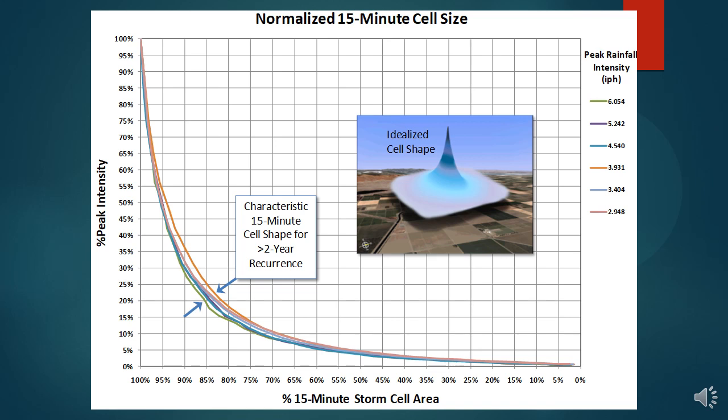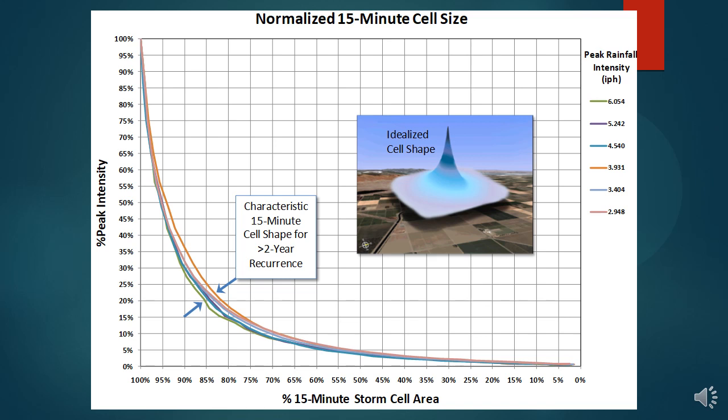That's actually pretty remarkable. It's essentially the same curve. There's very little variability. I mean, you could do statistical noise and get that kind of variability. But it fundamentally suggests that storm cells at the 15-minute time step have the same characteristic shape all the way from the 2-year event all the way to the 100-year event. That's information we can actually do something with.